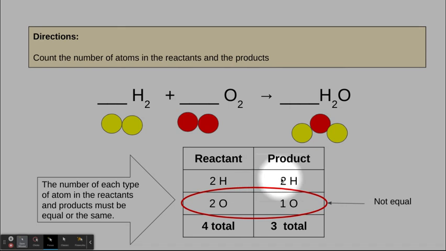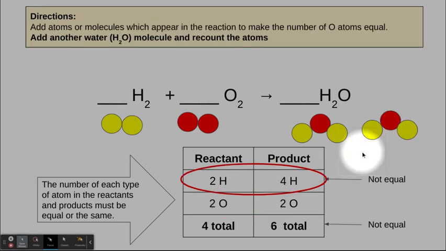We can see that the hydrogens are the same, but the oxygens are not, and neither are the total number of atoms in the reactants and products. So how do we get them to be equal? We add atoms or molecules which appear in the reaction to make the number of O atoms equal. So that means we can only add H2, O2, or water.